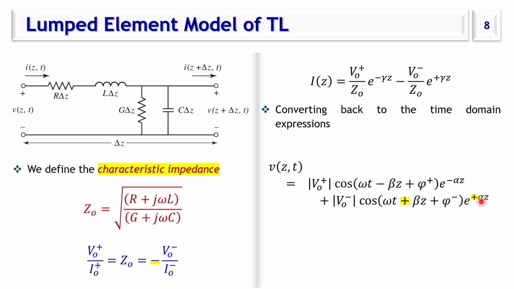Here also it is an attenuation constant, even though it is positive, because z here is going in the negative direction. The wave is propagating in the negative z direction, so when z is decreasing, the wave is attenuating. This is why alpha is the attenuation constant and beta is the phase constant.